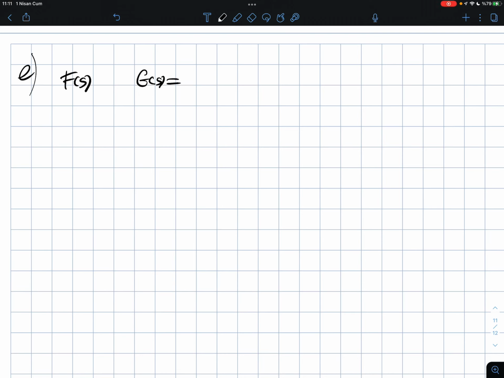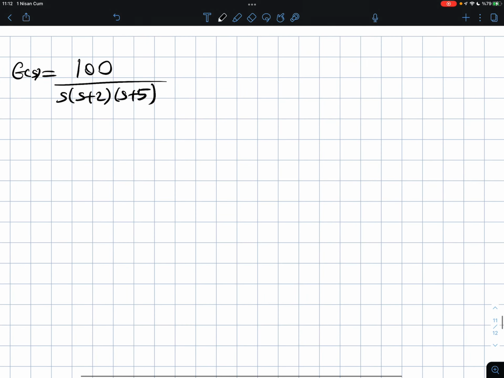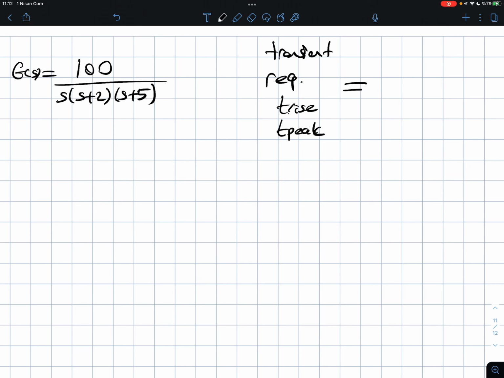Now, usually when we design a controller, and let's also write down the system that we have, S times S plus 2 times S plus 5. Now, in the controller design, what we want to achieve is that we have some transient requirements, for example, rise time and peak time. We convert this into zeta and omega n, or sigma plus minus j omega d. And we have only two poles in this case that should be dominant, because this transition is only valid for second order all pole transfer functions. Therefore, we decide on two poles and try to design a controller that keeps all the non-dominant poles and zeros away from the dominant ones.